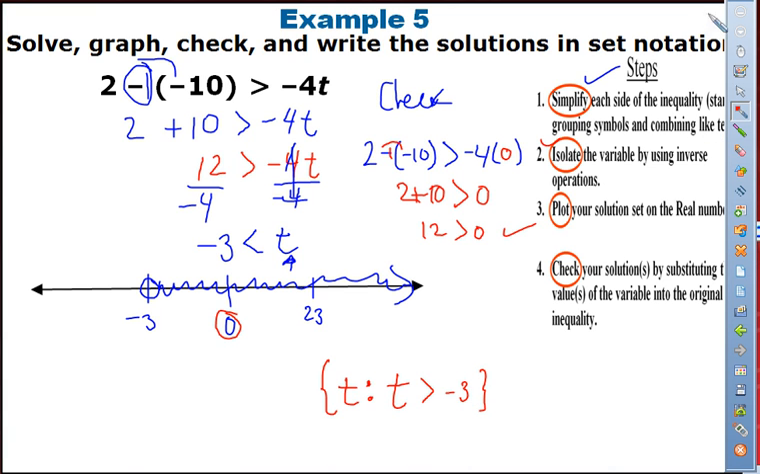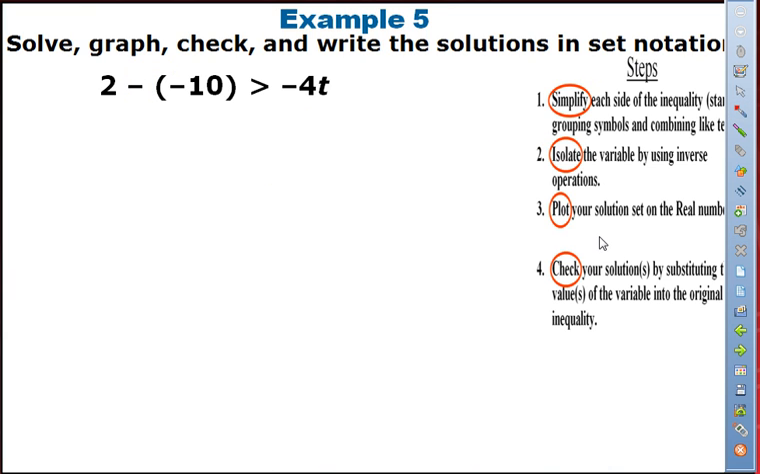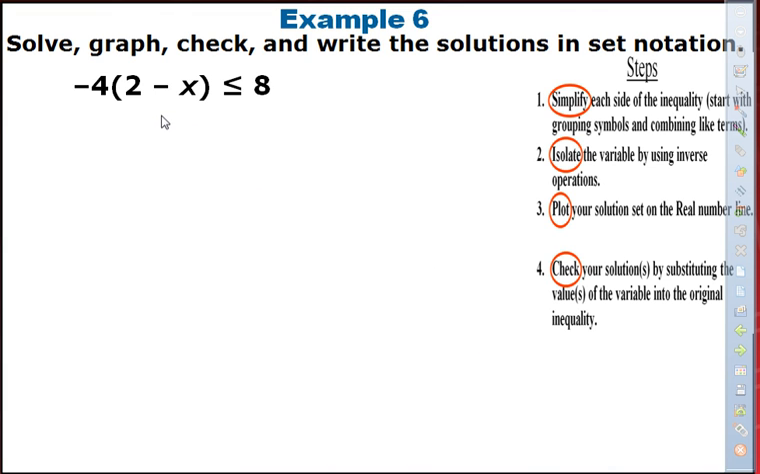Okay, copy the next one, number 6. Copy this down. Negative 4 times parentheses 2 minus x, close parentheses, less than or equal to 8. You have the steps, so go ahead and work that one out. Go step by step, and then I'll call on somebody to help us out. Go.